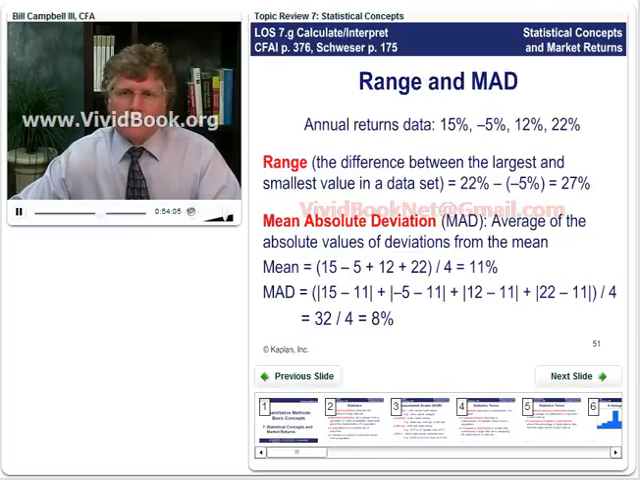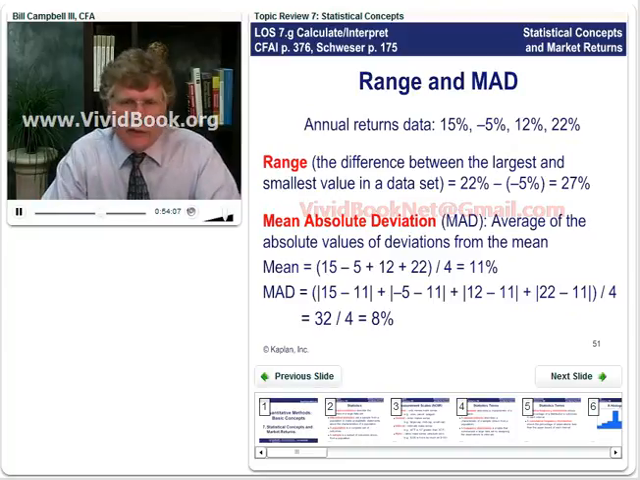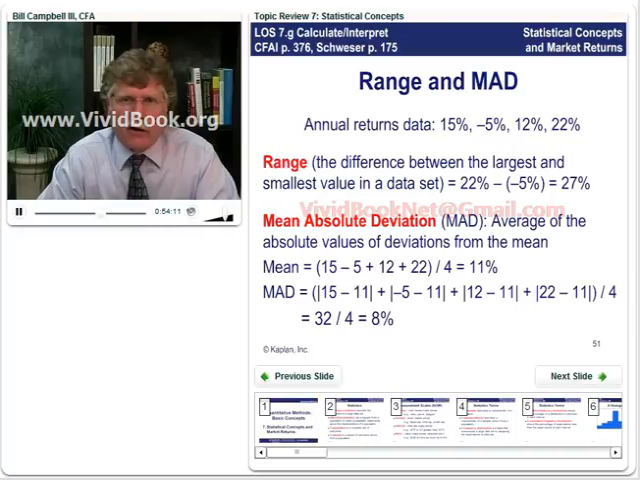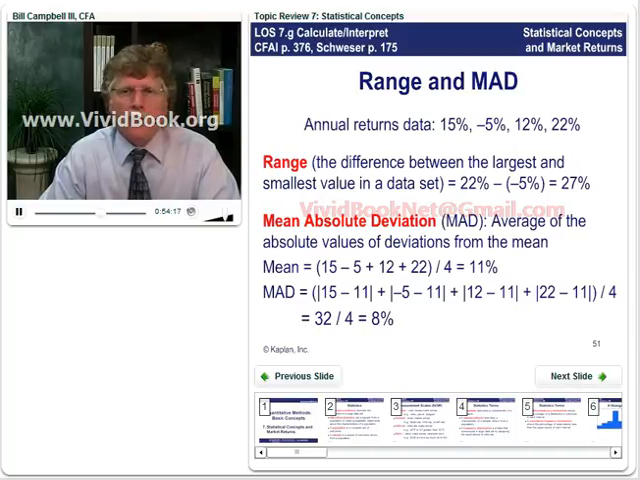All right. Enough about central tendency. Now we want to get an idea of how spread out our data are. Two ideas for how spread out our data are: one's called the range, one's called the MAD, mean absolute deviation. We have 4 numbers, annual returns for a particular stock: 15% the first year, negative 5% the second year, 12%, then 22%.